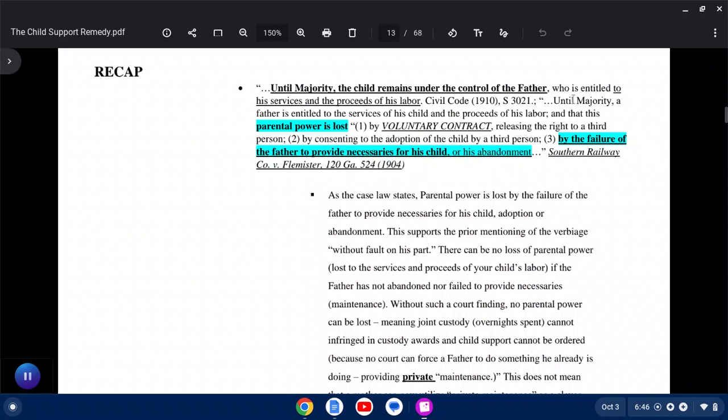Until majority, a father is entitled to the services of his child and the proceeds of his labor, and his parental power is lost by 1, voluntary contract, releasing the right to a third party; 2, by consenting to the adoption of the child by a third person; 3, by failure of the father to provide necessaries for his child or his abandonment. Okay.